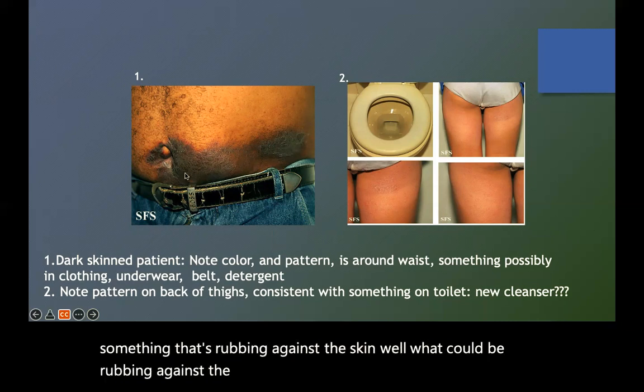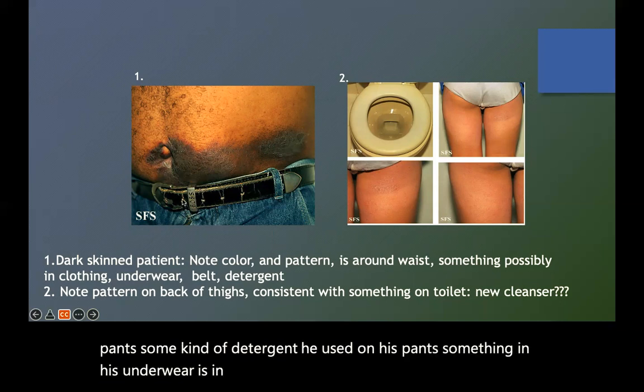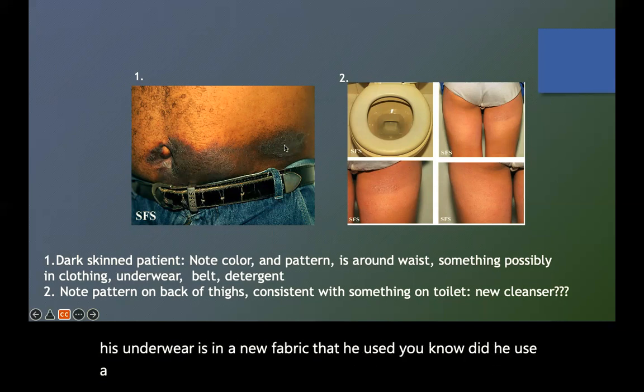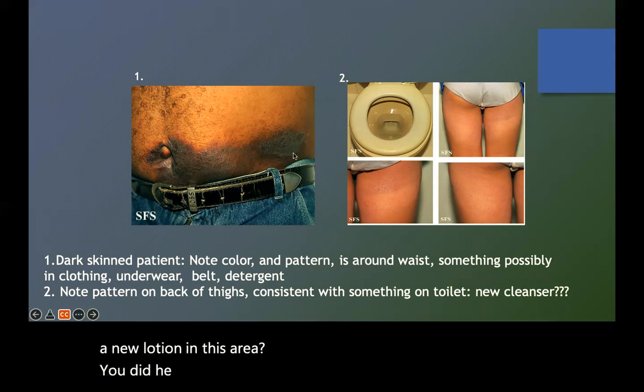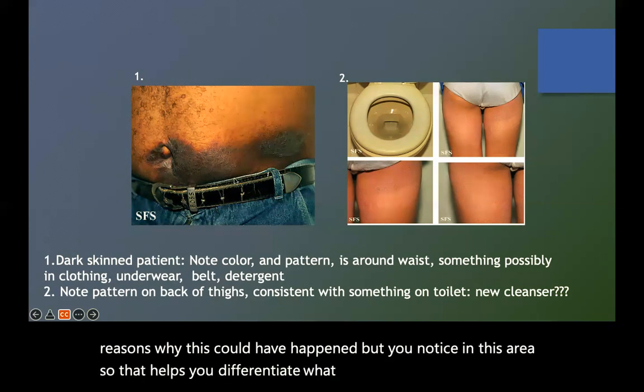It's right here in this area: his belt, his pants, some kind of detergent he used on his pants, something in his underwear. Is it a new fabric that he used? Did he use a new lotion in this area? Did he try to shave his skin in this area? There's all kinds of reasons why this could have happened, but it's in this area, so that helps you differentiate what the causes could be.